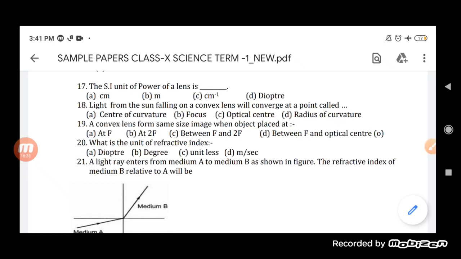Next one is, what is the unit of the refractive index? So the unit of the refractive index is what? It is unitless. There is no unit for the refractive index. There is no particular unit for that of the refractive index. So it is unitless.